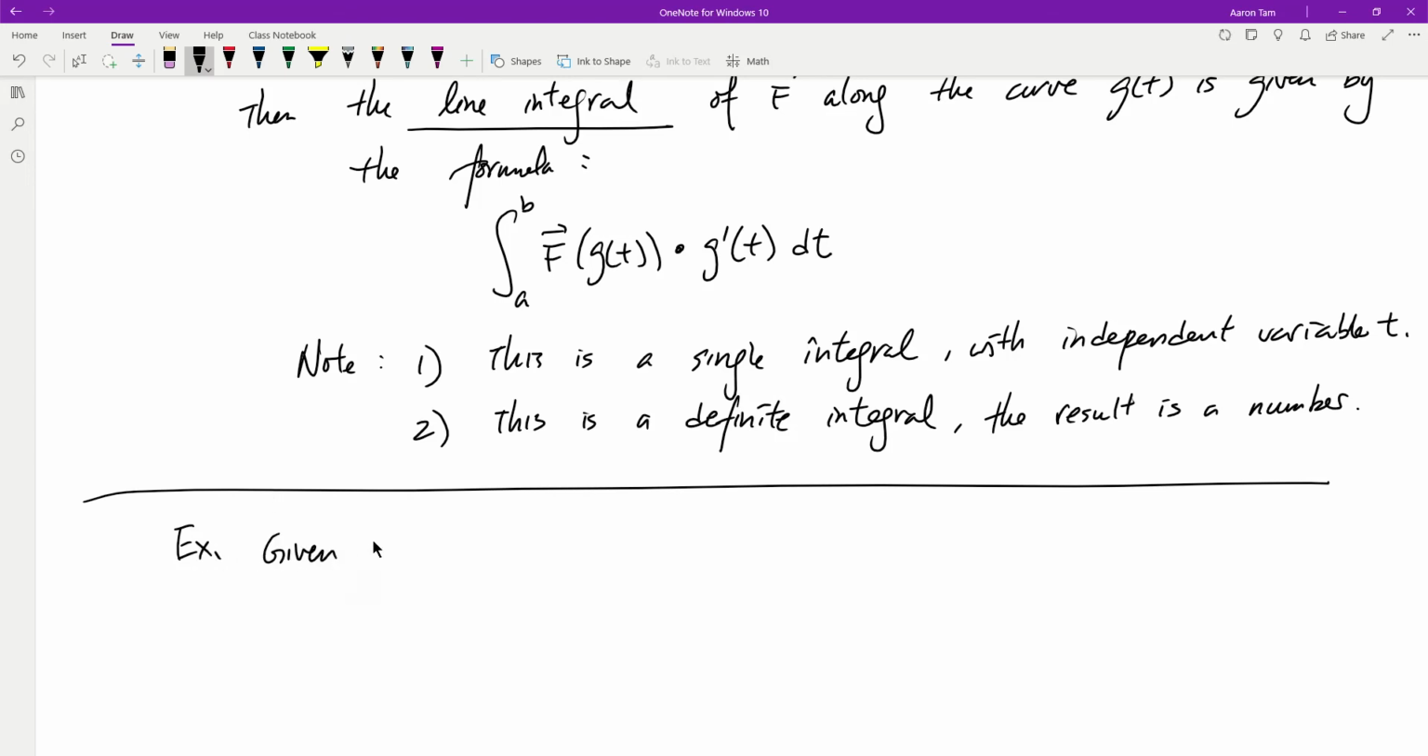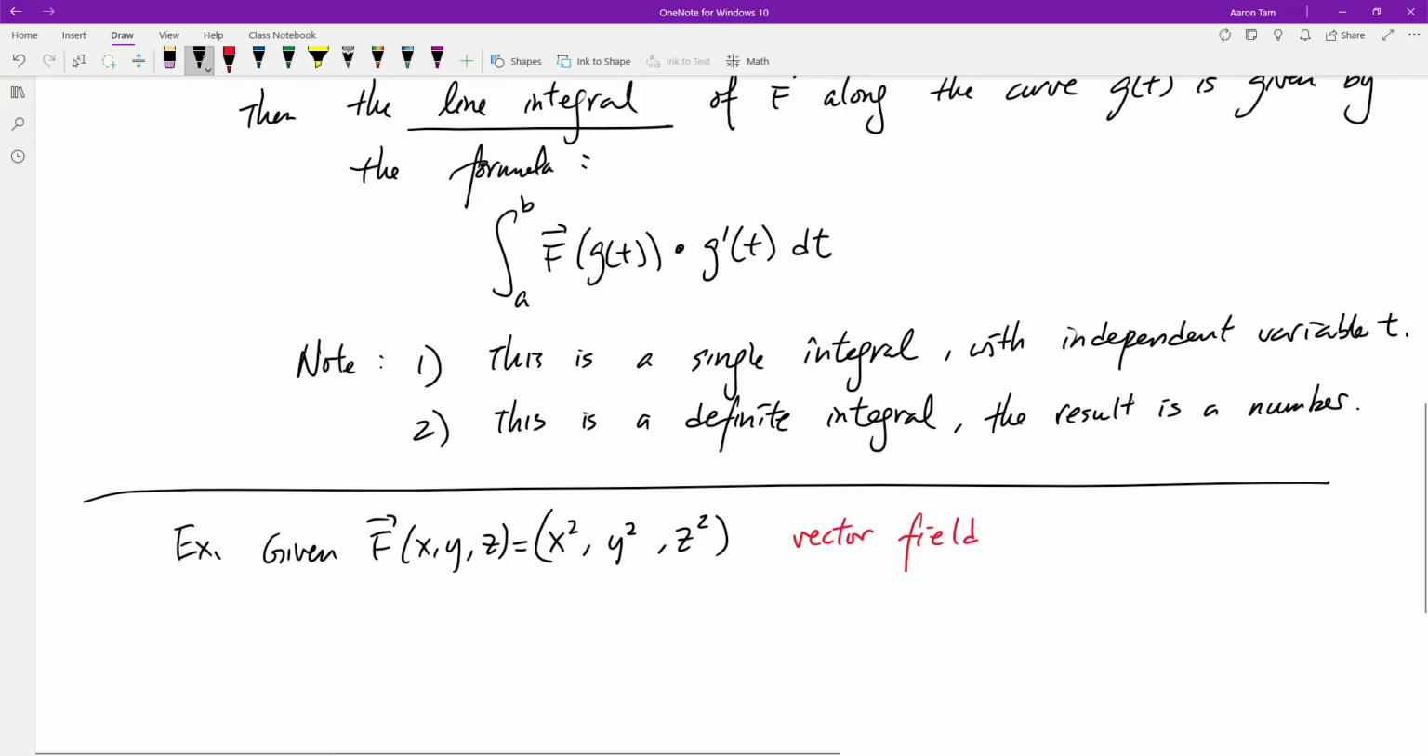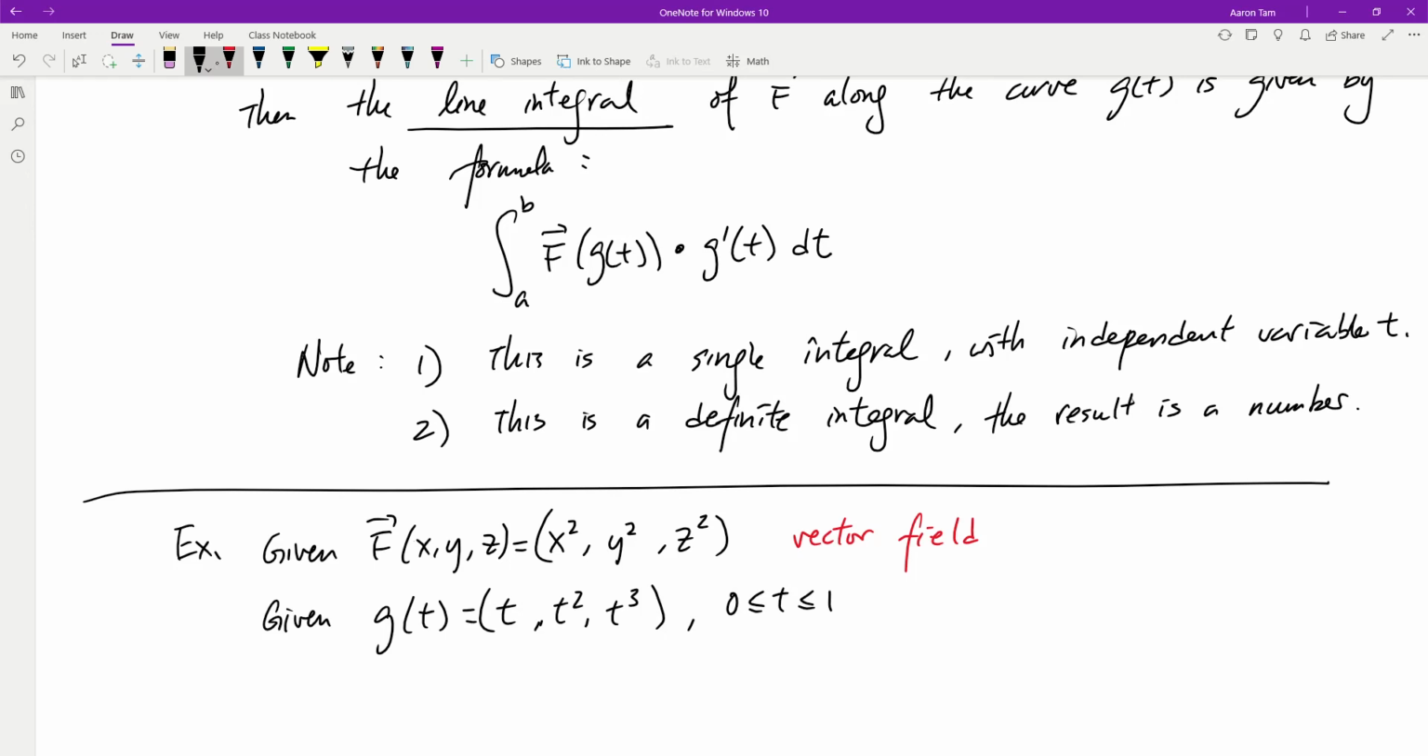Let's say given vector F of x, y, z is equal to x squared, y squared, z squared. So here, this is basically our vector field. And let's say we're given g of t equal to t, t squared, t to the third, from, let's say, t going from 0 to 1. So here is our curve.